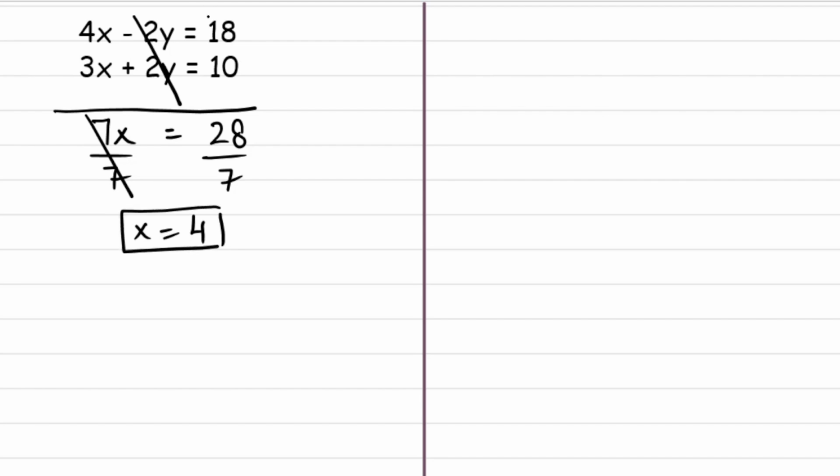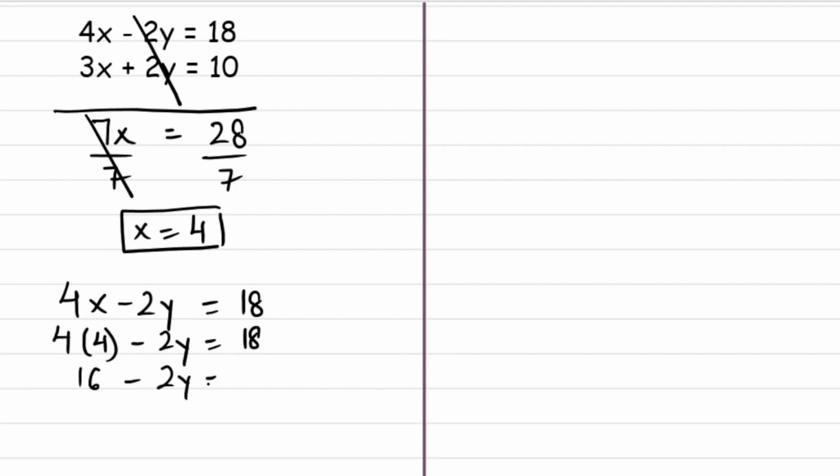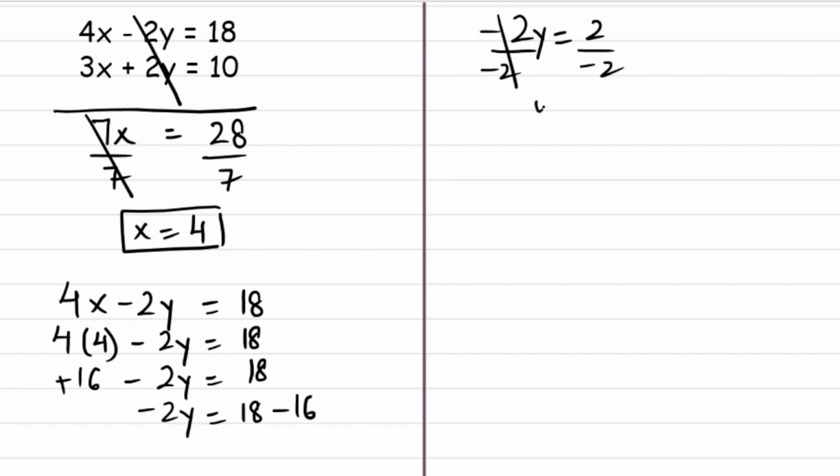Put x equal to 4 in either of these equations. I'll put it in the first one. So 4x minus 2y equals 18. So 4 times 4 minus 2y equals 18. 4 times 4 is 16. 16 minus 2y is 18. So minus 2y equals 18, and this plus 16 when shifted to that side will give me minus 16. So I get minus 2y is equal to 18 minus 16, which is 2. Divide by minus 2 on both the sides and y comes out to be minus 1. So my solution for this system of linear equations is x equals 4 and y equals minus 1.